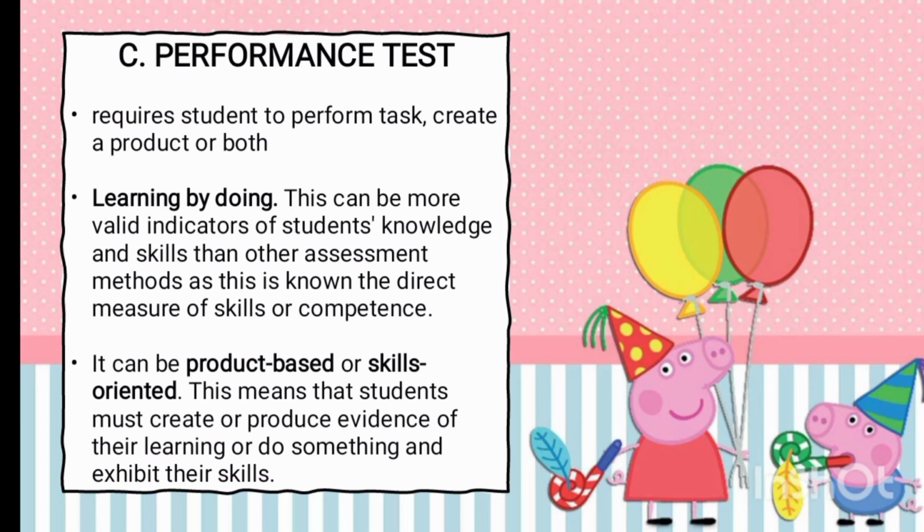Thank you, Ms. Camille. And to continue the categories of appropriate learning targets, let's have the performance test, the third part of it. It requires students to perform tasks, create a product, or both. It has two bases, learning by doing and product-based or skills-oriented. In learning by doing, this can be more valid indicators of students' knowledge and skills than other assessment methods, as this is known as the direct measure of skills or competence.